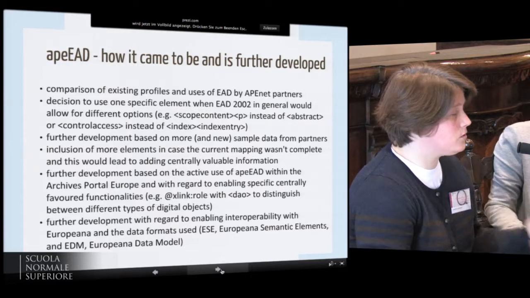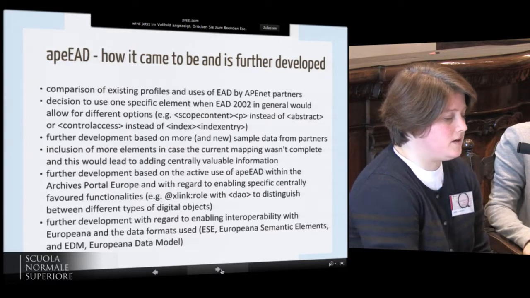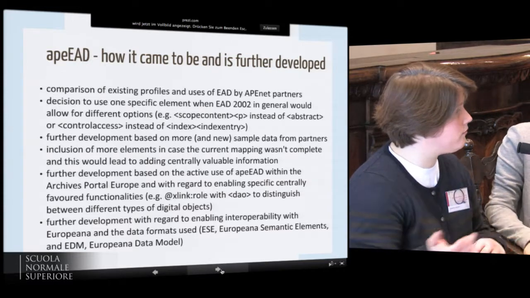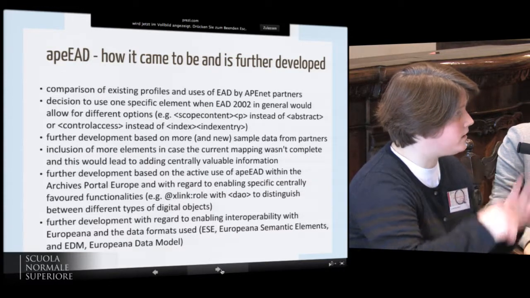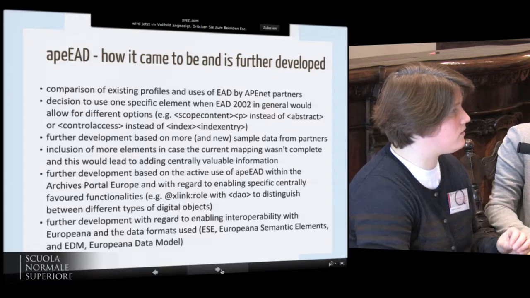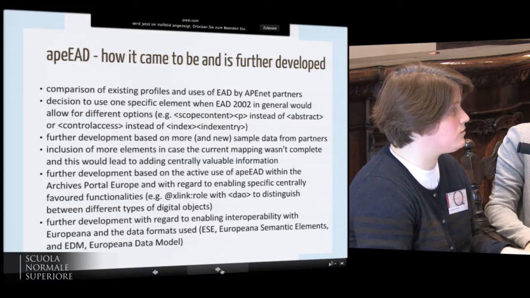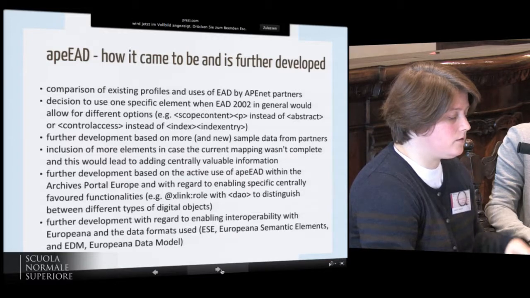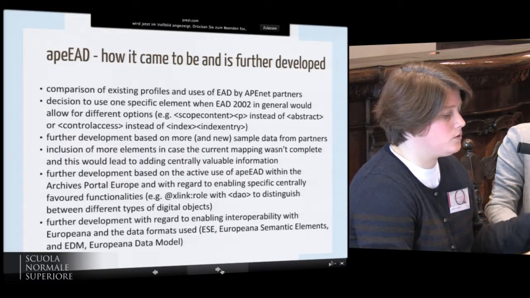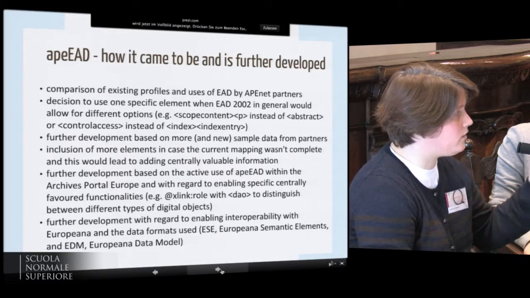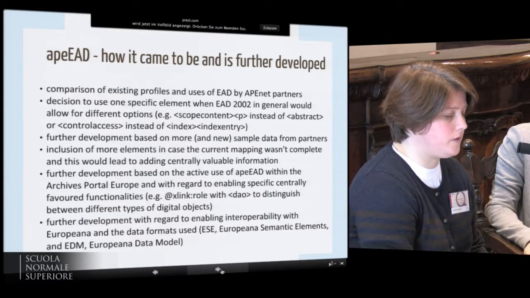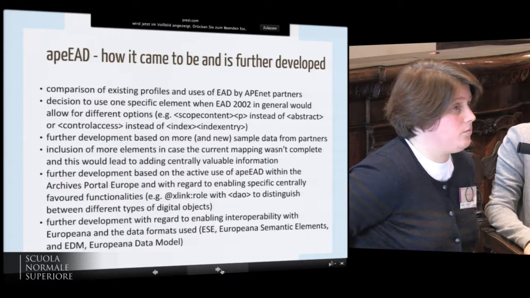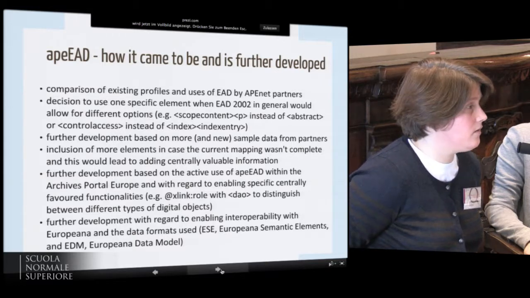There also was a further development based on more and new sample data. So the more data we got in from partners, every time we had a more or less internal check, is our profile still in line with this, or do we need to adapt this? It also ended up in inclusion of more elements or more attribute values based on this new sample data, when it occurred that the current mapping wasn't complete and was missing valuable information.